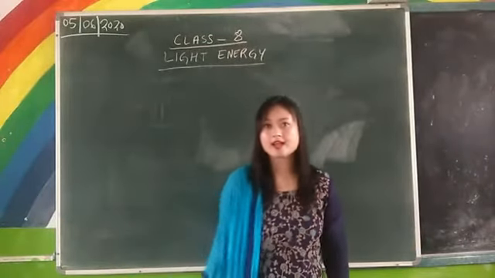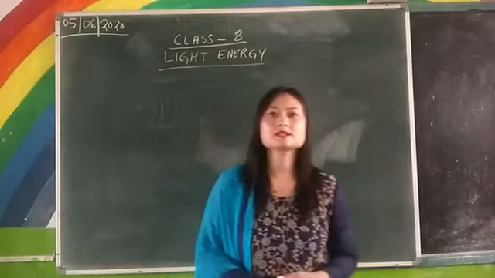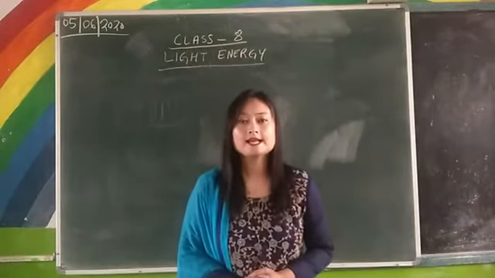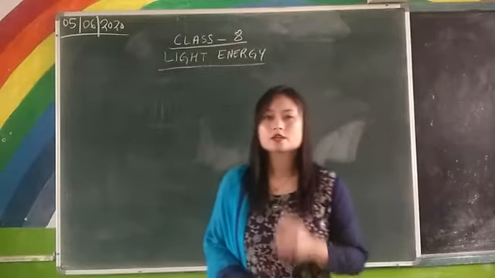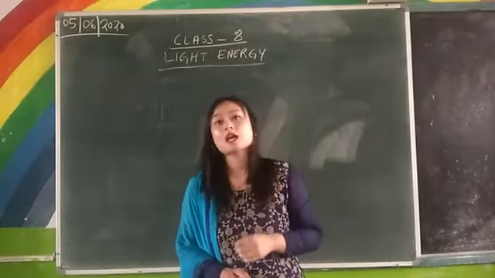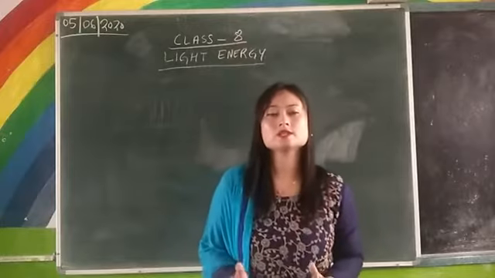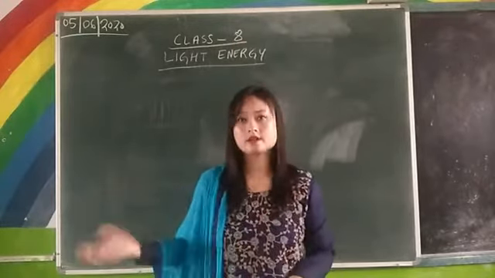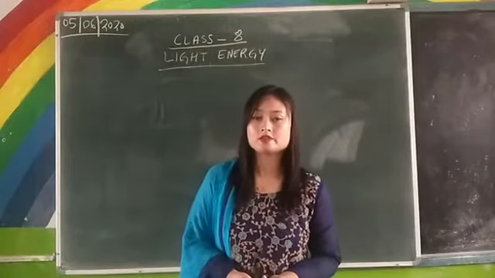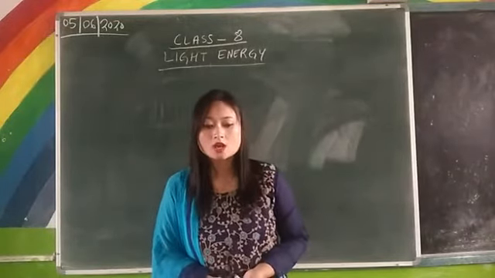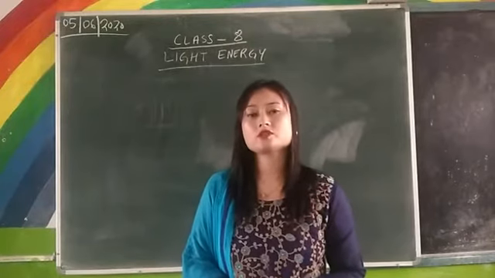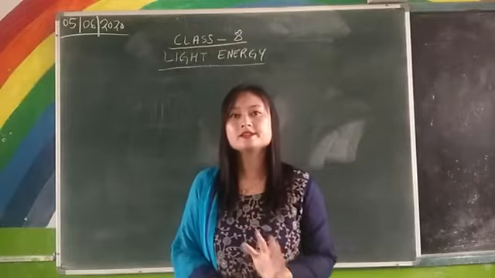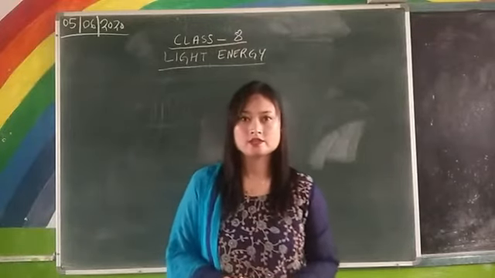Class 8 physics, and today we'll be discussing light energy. That's another chapter, chapter 5, light energy. Okay, so what is light? Light is a form of energy that helps us to see things around us. So we can see things around us because of light energy, isn't it? So light is a form of energy which helps us to see things around us. And we'll be further discussing light energy.